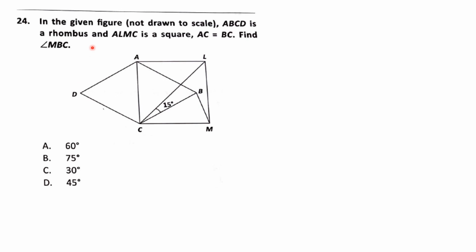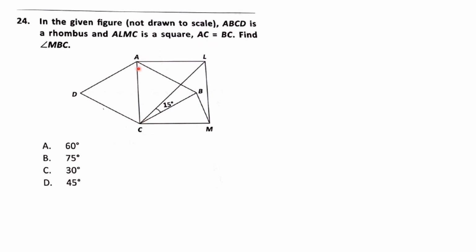In the given figure, not drawn to scale, ABCD is a rhombus and ALMC is a square, such that AC equal to BC. Find angle MBC. Now it is given ABCD is a rhombus. We know that in a rhombus all the four sides are equal. And ALMC is a square. So in a square also all the four sides are equal. And there is one relation given, AC is equal to BC.